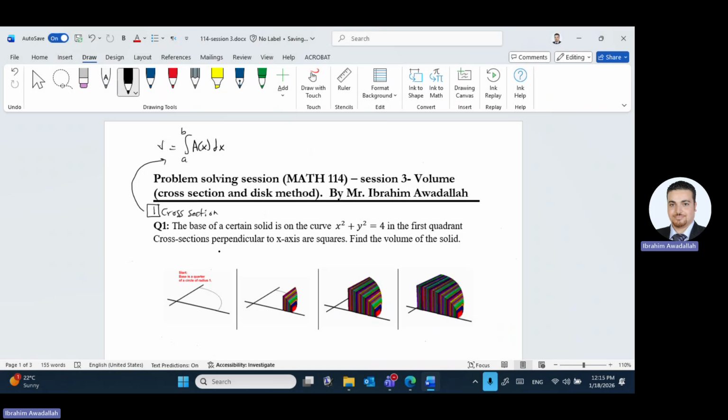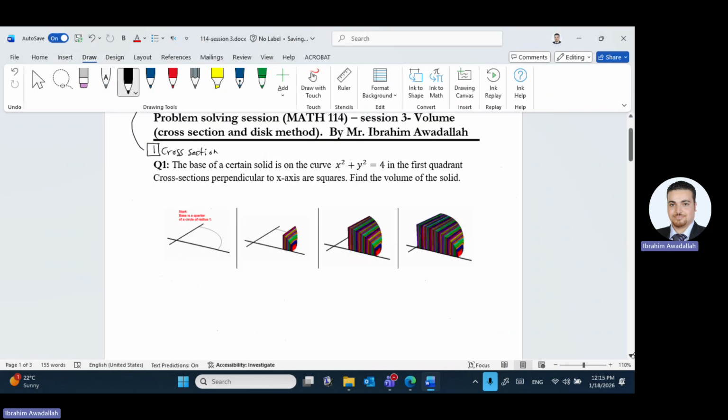But I have two questions with the x-axis today. See with me here, the base of a certain solid is on the curve x squared plus y squared equal to 4. So that means I have a circle, x squared plus y squared equal to 4. So this is 2, this is minus 2, this 2, this minus 2, and here I will write x squared plus y squared equal to 4. In the first quadrant, that means I only have this part.